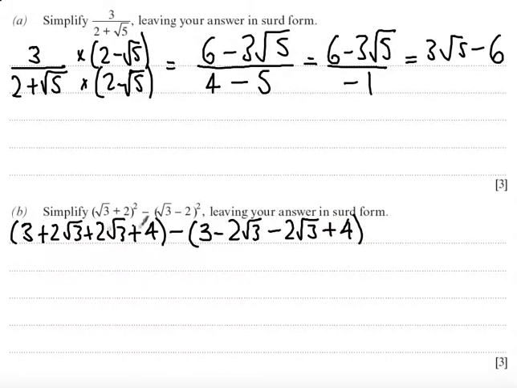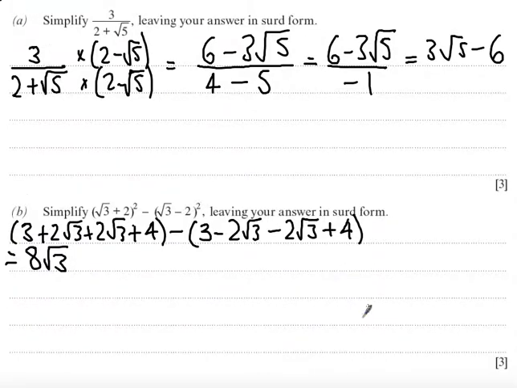When I subtract, I get 3 minus 3 is 0. I get 4 root 3 minus negative 4 root 3, which gives me 8 root 3. And then plus 4 minus 4, and so we get an answer of 8 root 3, and that is it.